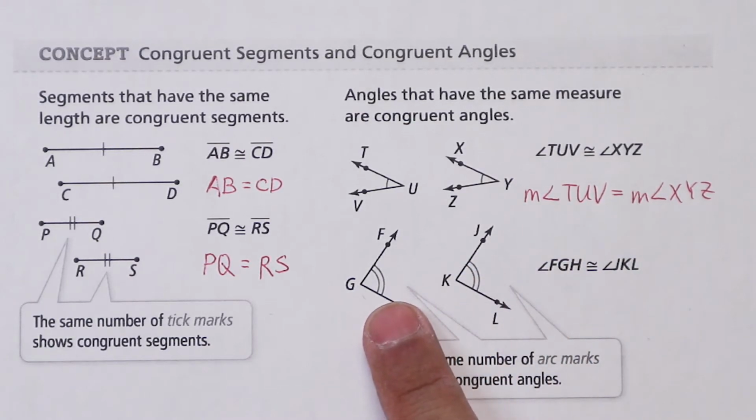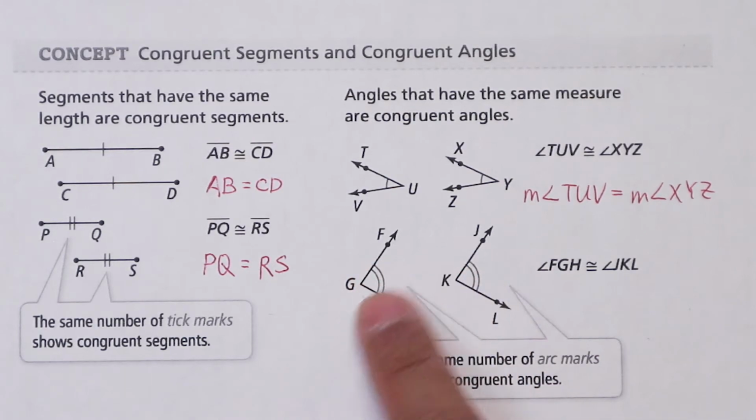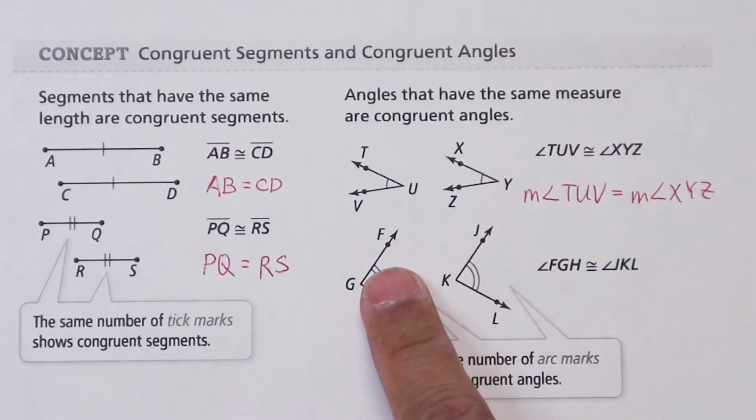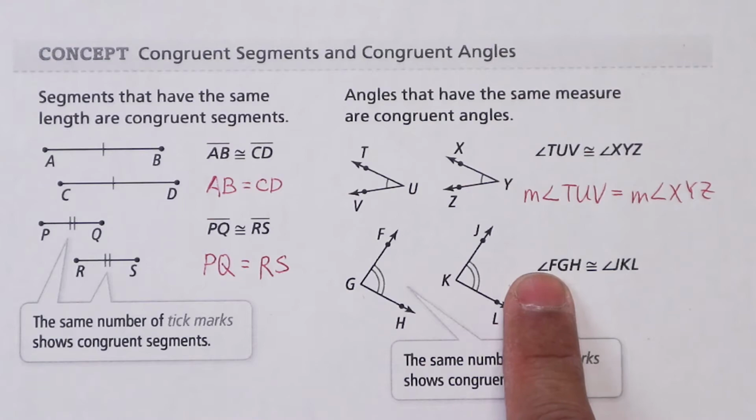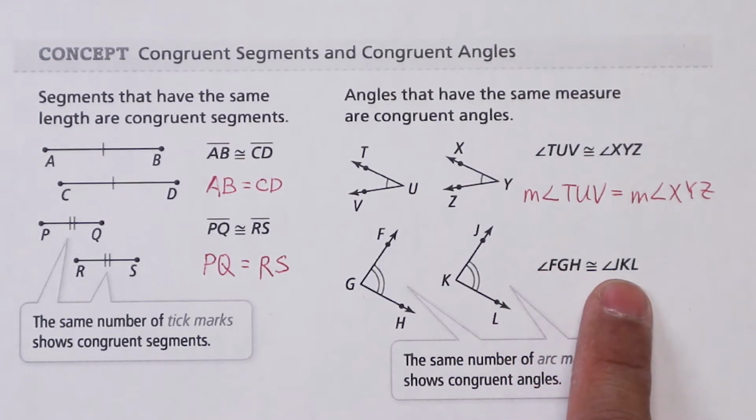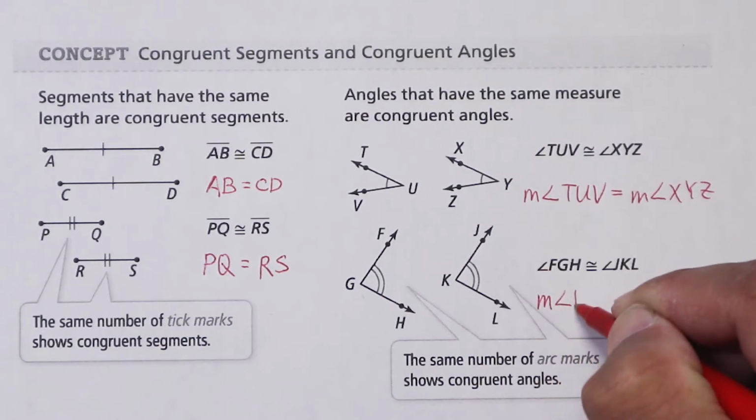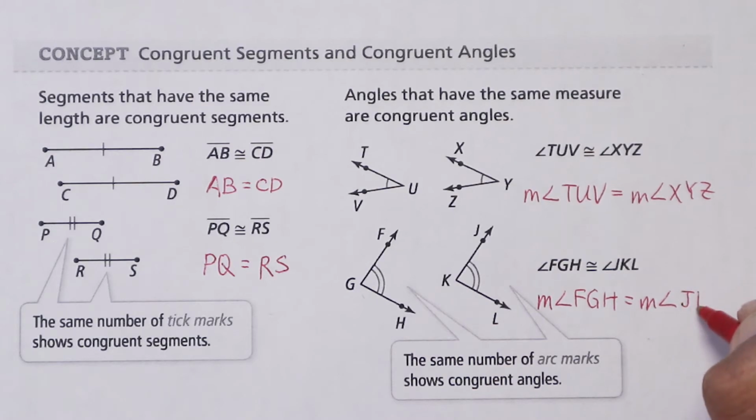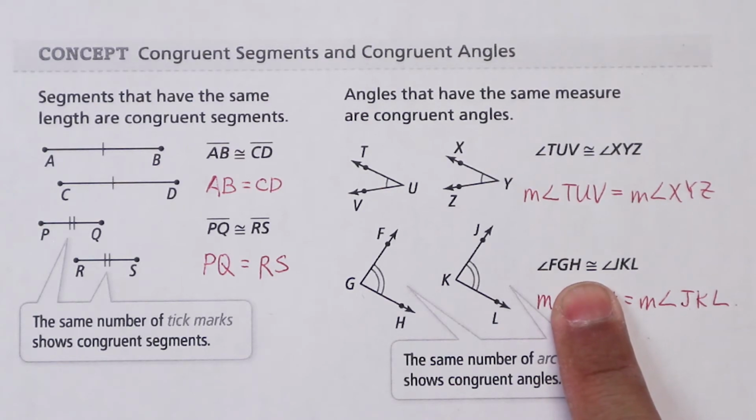Likewise, if you have another pair of angles that are congruent or have the same measures, this time you're going to use 2 arcs. You can use 3, you can use 4, you don't have to use 2, but for simplicity, we're going to use 2 arcs here. And here we have angle FGH is congruent to angle JKL. The reason that is true is because the measure of angle FGH is equal to the measure of angle JKL. So that's the difference between when to use an equal sign and when to use a congruent sign.